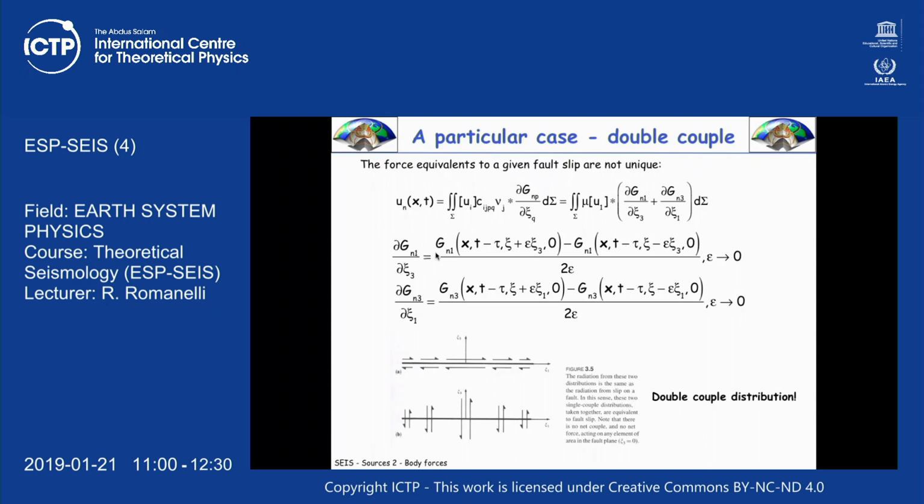Now, this derivative can be written like that, and this derivative can be written like that. What they do represent, actually, is in each point of a fault, a set of a couple and another couple. Look, the arm here is in Z, the arm here is in X. So the two sets of body forces, once you overlap them, is a set of double couples. With arm in X and Z, and with a moment that depends on the slip.